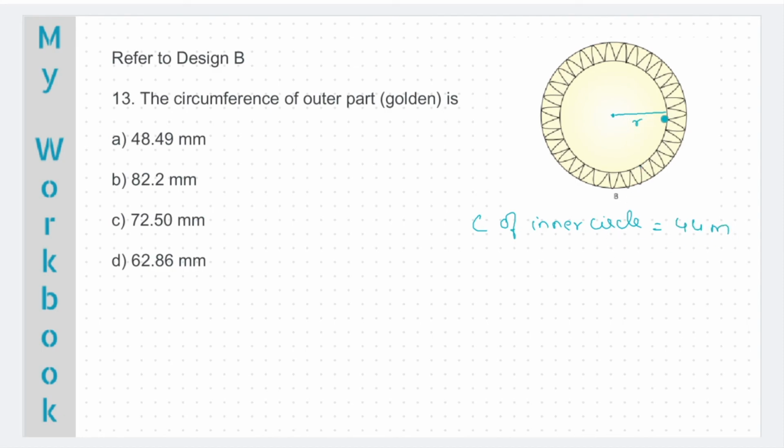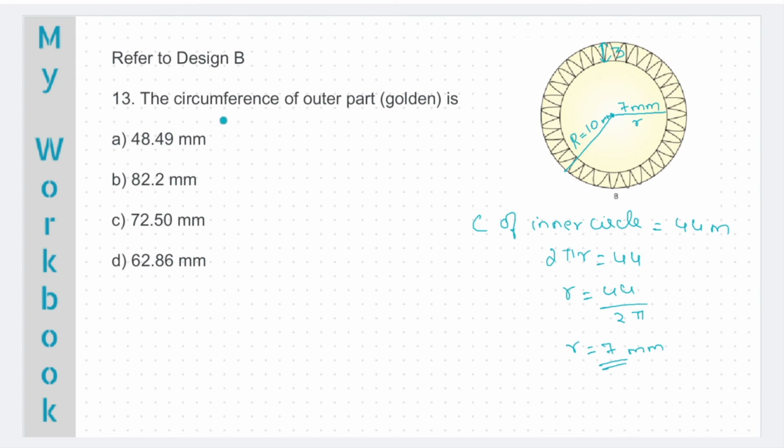So let's first find the radius of the inner circle. 2 pi r is 44. Solving this, we will get r as 44 by 2 pi and it will be 7 millimeter. So the radius of the inner part is 7 millimeter. In the question, it is clearly given that the width of this golden band is 3 millimeter. So the radius of the outer circle will be 7 plus 3. So the bigger radius will be 10 millimeter.